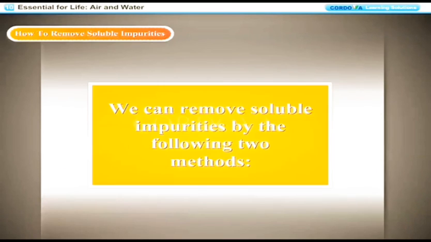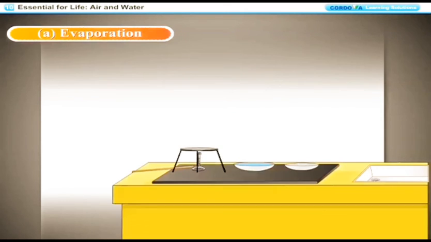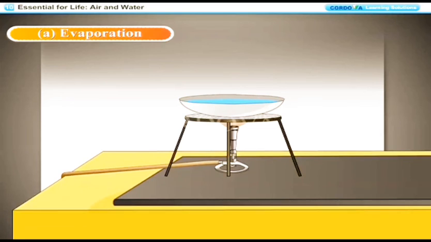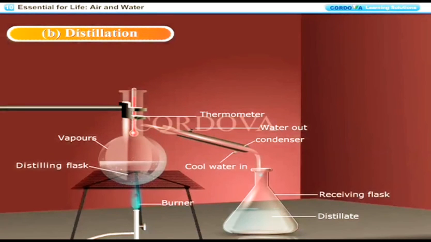How to remove soluble impurities? We can remove soluble impurities by the following two methods. Evaporation. In this method, we heat the solution containing soluble impurities like salt. After some time, water gets evaporated, changes into steam, and the impurities are left behind. Distillation. In evaporation, we only get impurities and water mixes into air in the form of vapor. But in distillation, we can get impurities as well as pure water.